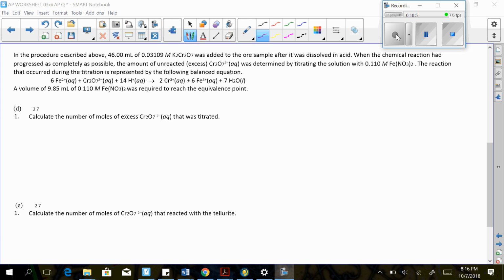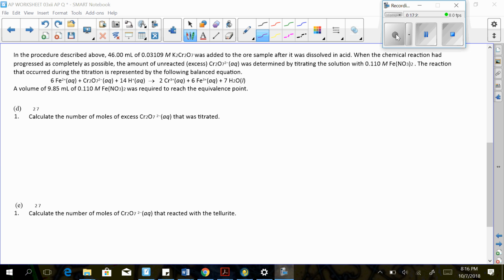Okay, in this second part, we are given 46 milliliters of a certain molarity of our potassium dichromate, and it was added to the ore sample after it was dissolved in acid. And then as it progressed as completely as possible, the excess dichromate was determined by titrating with an iron nitrate.